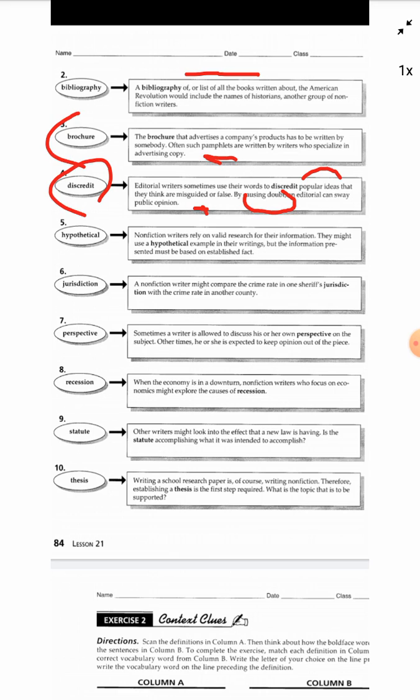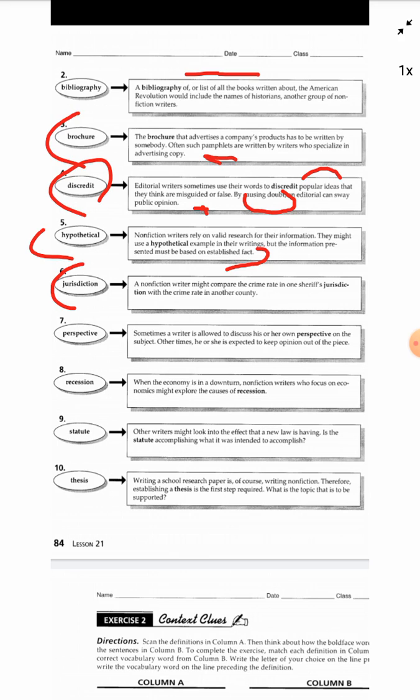Hypothetical. Non-fiction writers rely on valid research. They rely on valid research for their information. They might use a hypothetical example in their writing. I use hypothetical when I'm assuming something, that it's either correct or incorrect, true or false, okay? But information presented must be based on established facts. So I have come up with an idea, a hypothesis, a hypothetical example, trying to prove whether this is wrong or right. This is assuming something, okay?